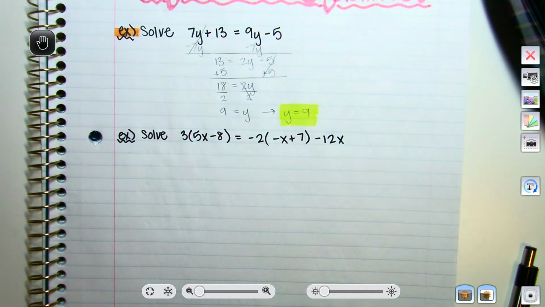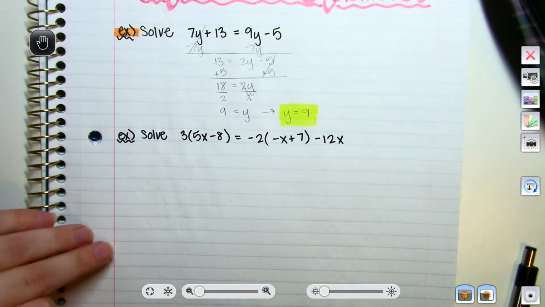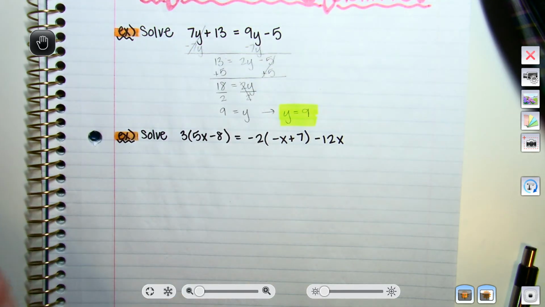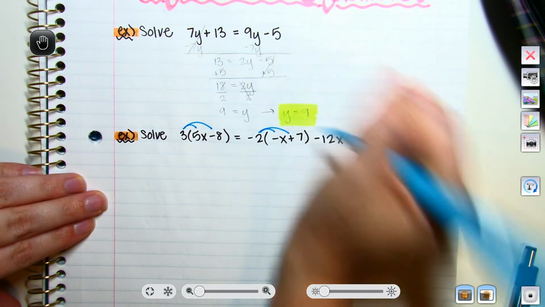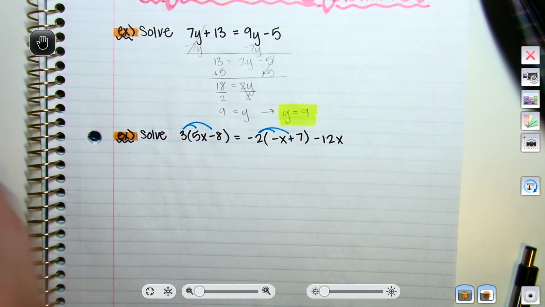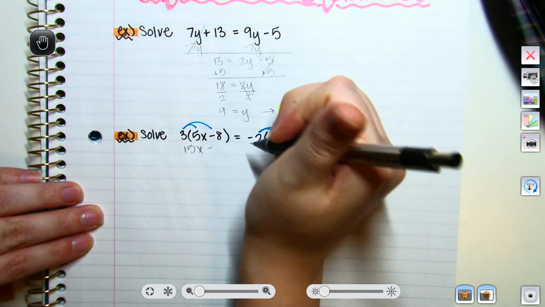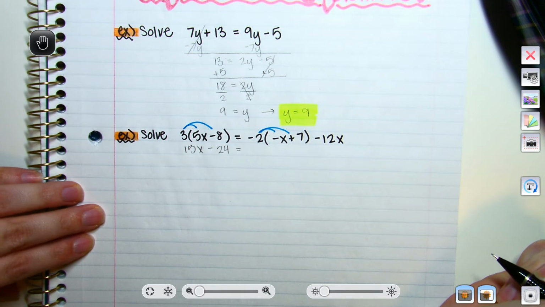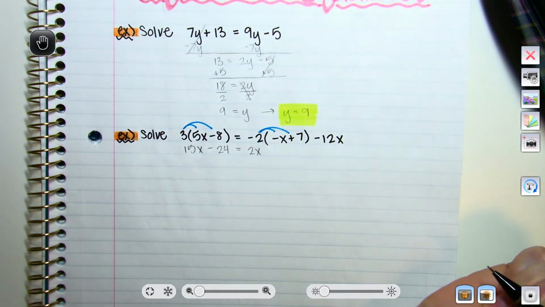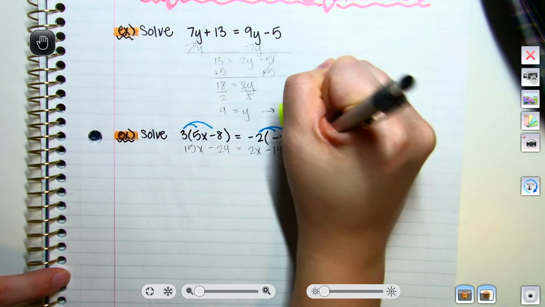All right, now for this one, I have more than one option of where I can start. I'm going to choose to distribute on the left side and the right side of my equal sign, just to get it all knocked out in one step. So I'm going to distribute that 3, and I'm also going to distribute the negative 2. So I end up with 15x minus 3 times 8 is 24 equals, negative times a negative becomes a positive, so 2x, negative times a positive becomes a negative, minus 14 minus 12x.